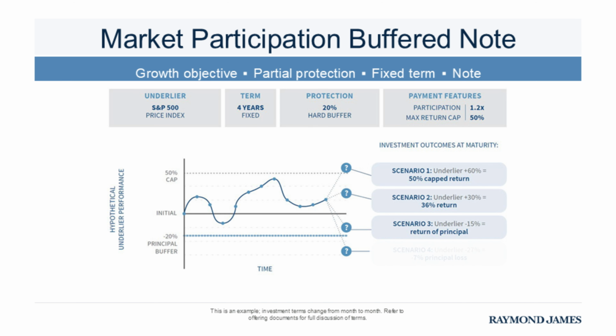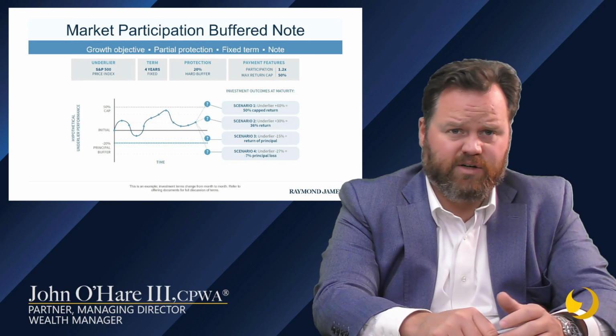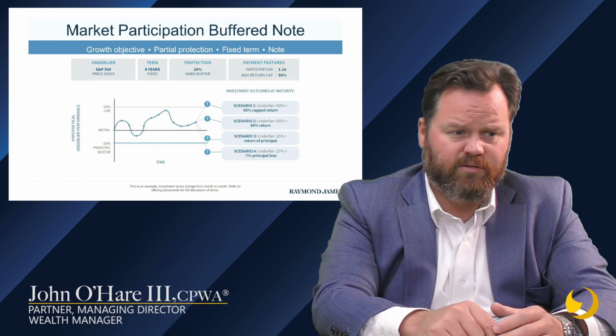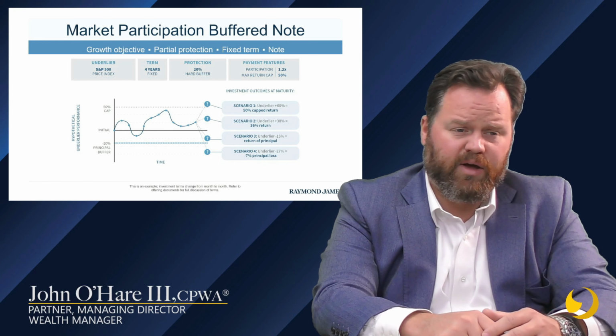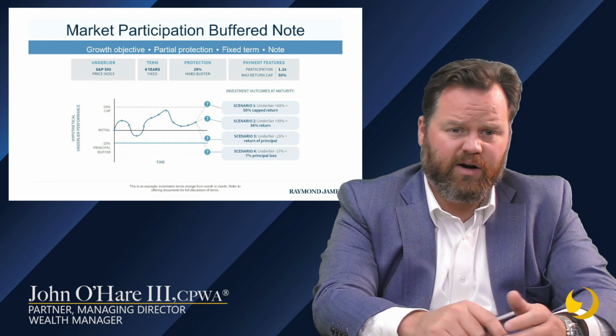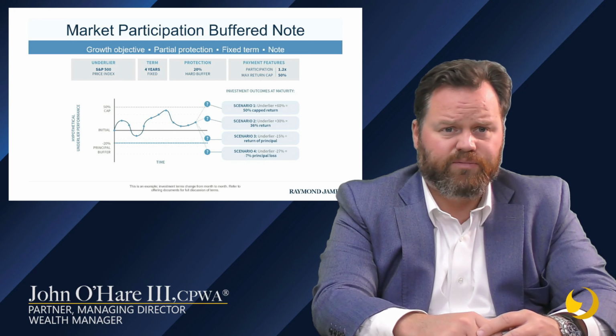Scenario 3, the market goes down 15%. Remember, we've got a 20% buffer, so we get all of our money back. We get a full return of our principal. In the last case scenario, the market's gotten crushed over this period of time. The market's down 27%. We, in this case, are only down 7%. So in the worst case scenario, we outperform. In the not great scenario, we outperform. In the upside scenario, we outperform. And in the way upside scenario, we do cap out.